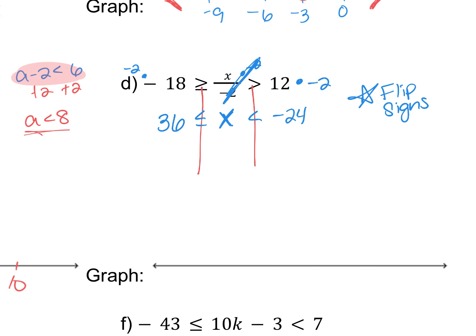Okay, so now let's go ahead and put it together. So we have x is less than -24, and x is greater than or equal to, because it needs to be pointing at the 36.